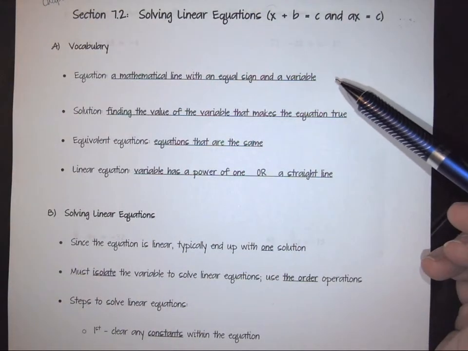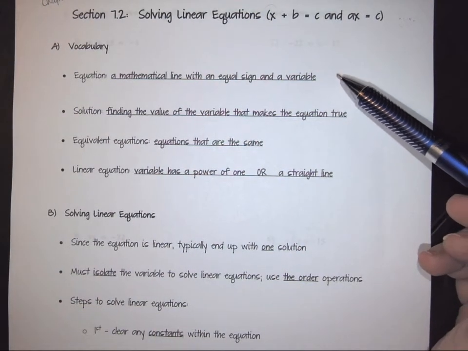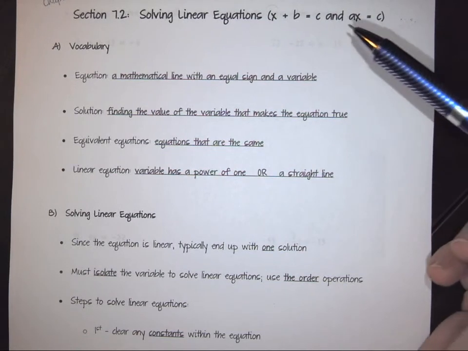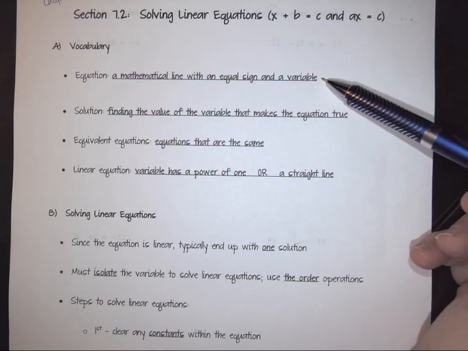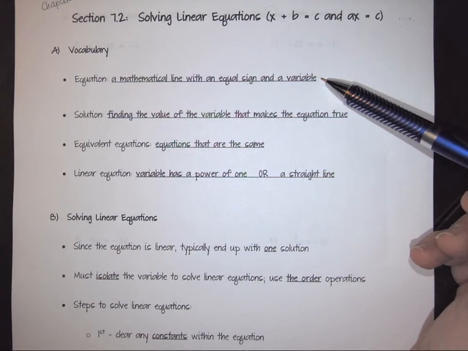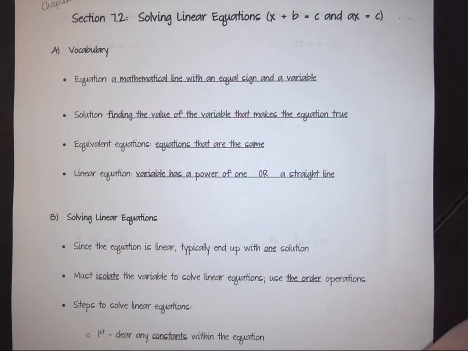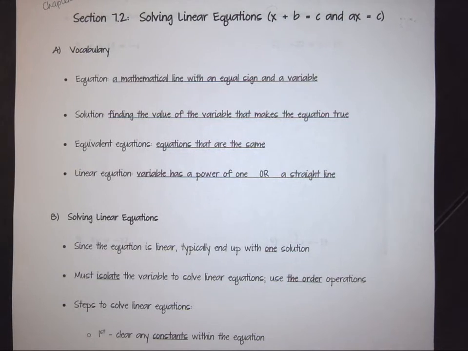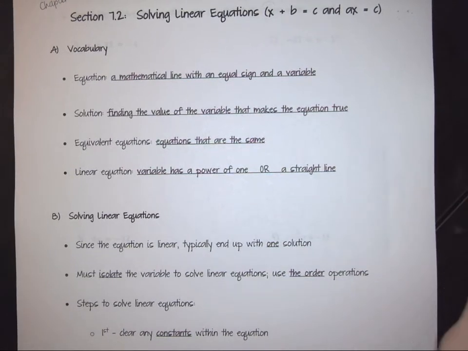We have some vocab that you need to keep in mind when talking about linear equations. So first of all, what even is an equation? We talk about an equation as being a mathematical line with an equal sign and a variable. In other words, it's a mathematical sentence where you have to solve for a variable and figure out what its result is. The solution then would be the value of the variable which would make your equation true, or make your equation equal.